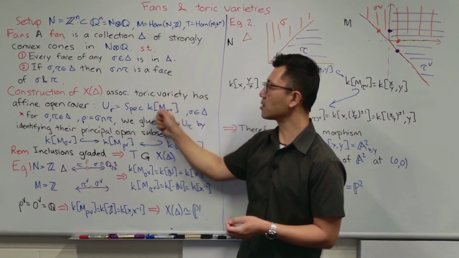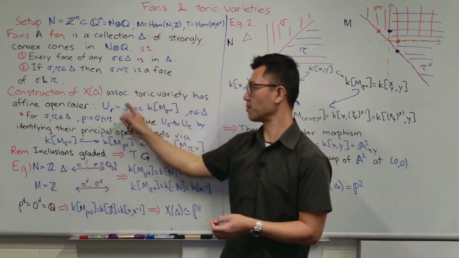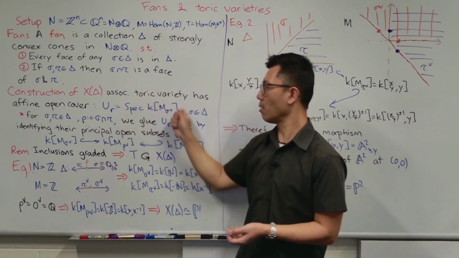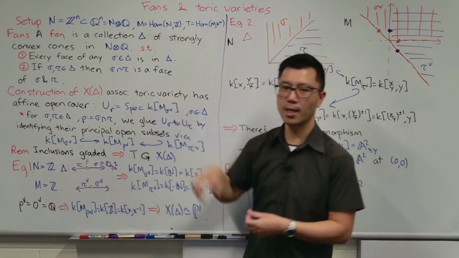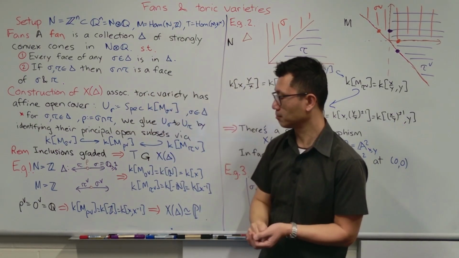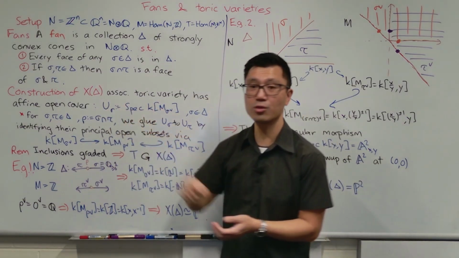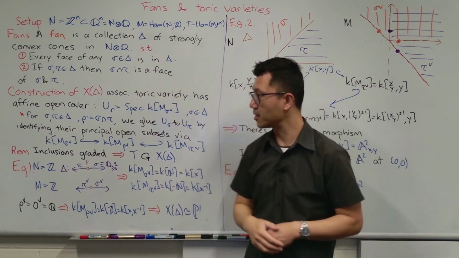And since this is a monoid, we take the monoid algebra of that, and then we look at the spectrum of that. So in other words, the points of this are just the monoid maps, the multiplicative maps of this monoid into K. That's going to give you the points, and we're going to denote that with U sigma. So now we have a collection of affine varieties.